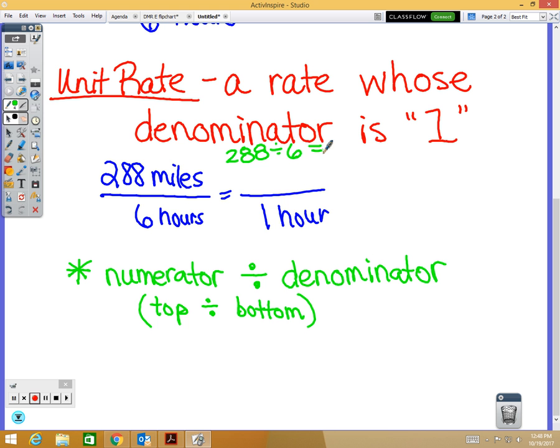And what did you get? 48. So if the family wanted to get there within the 6 hours, they would need to go an average speed of 48 miles per hour. Okay?